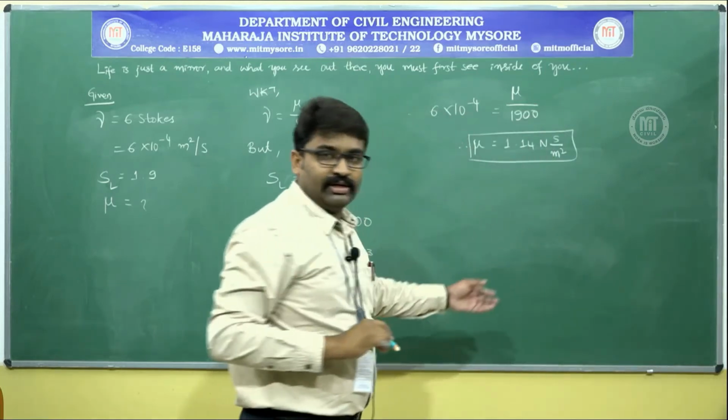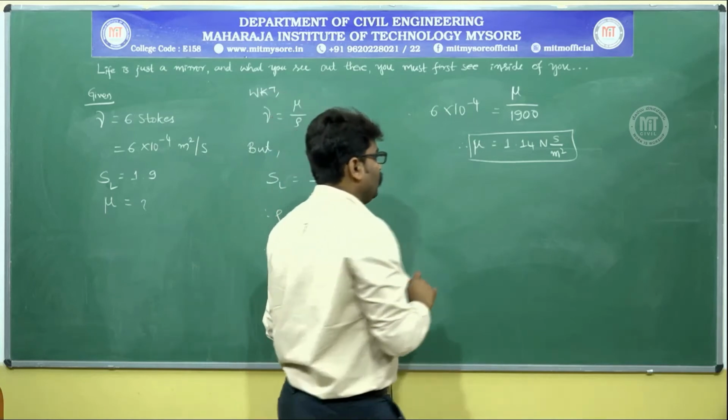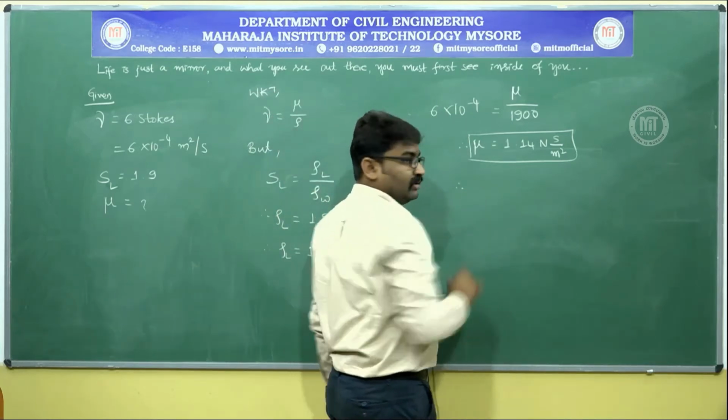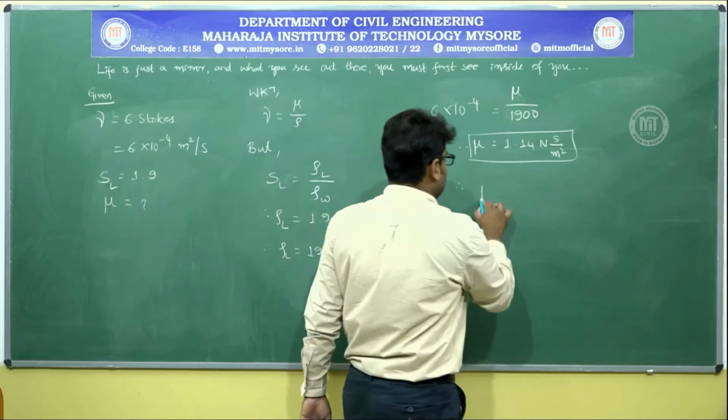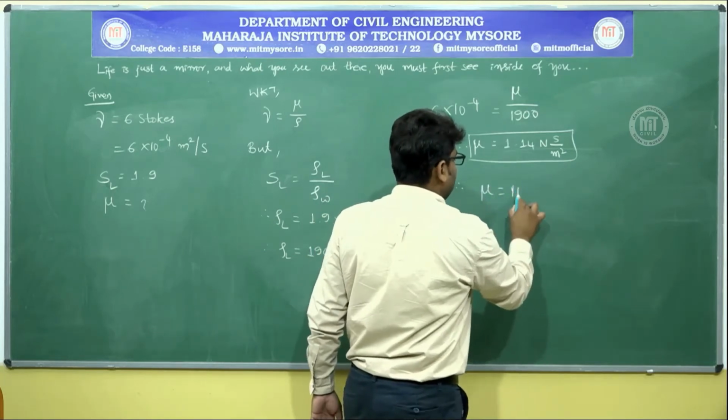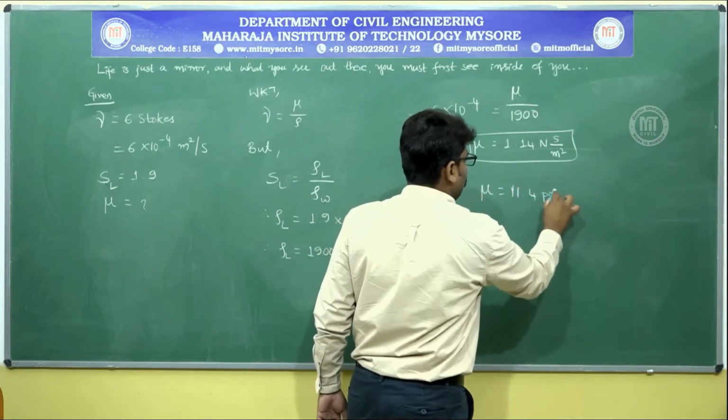If you want, you convert this into poise. How do I convert this into poise? Multiply it by 10. Therefore, mu is equal to 11.4 poise.